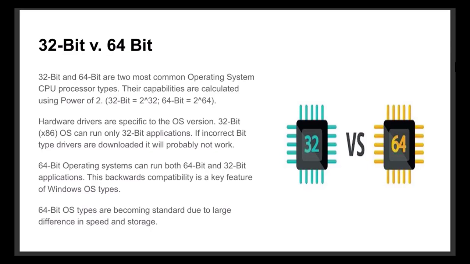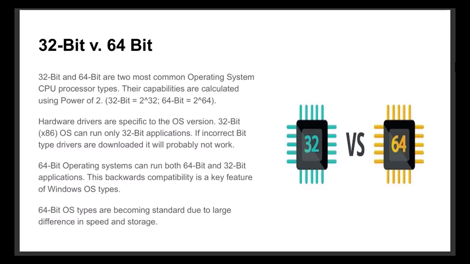And the way you would calculate that value is to take the number 2 and take it to the power of 32 for 32 bits, and 2 to the power of 64 for 64 bits. Those are mathematical calculations you can do on your own if you want to get an idea about the entire capability of each type of CPU processor.